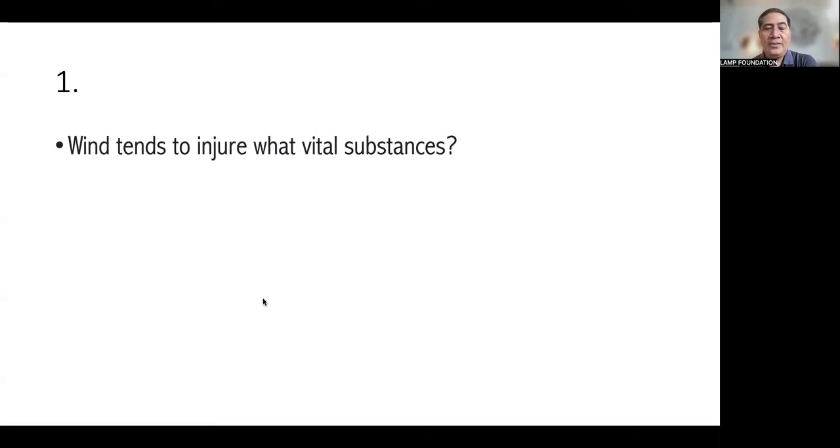Doctor, wind tends to injure what vital substances? There are two: the blood and yin. Very good. What are the characteristics of wind? It tends to be mobile and causes diseases with no fixed location. It also tends to cause vibration, paralysis and rigidity.